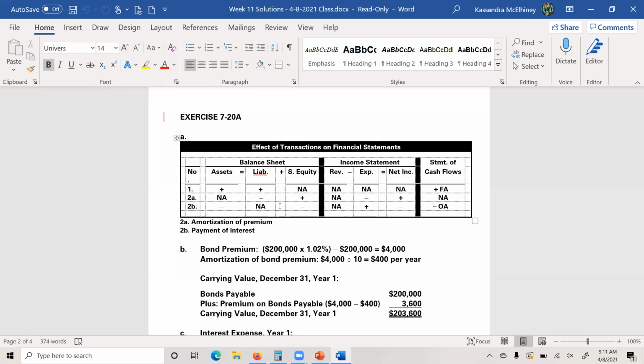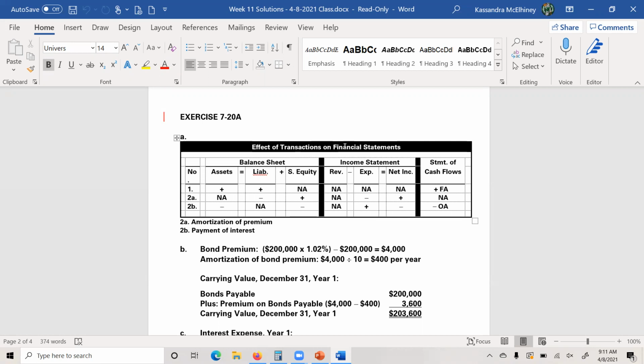So our requirements are to, first of all, show the effect of the transactions on the financial statements for both the bond issuance on January 1st, year 1, and the December 31st, year 1 recognition of interest expense, which not only includes interest payment, but also includes amortization of, in this case, a bond premium. So then part B would be, at December 31st, year 1, what is going to be the carrying value, which would be face value of the bonds plus any unamortized bond discount or bond premium in this case.